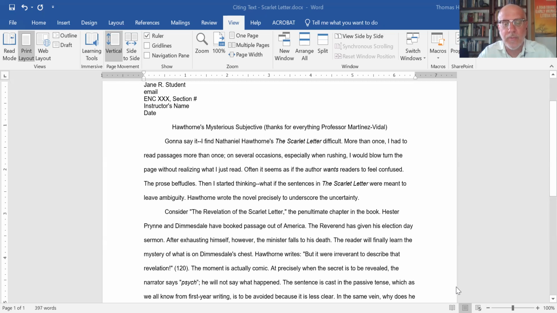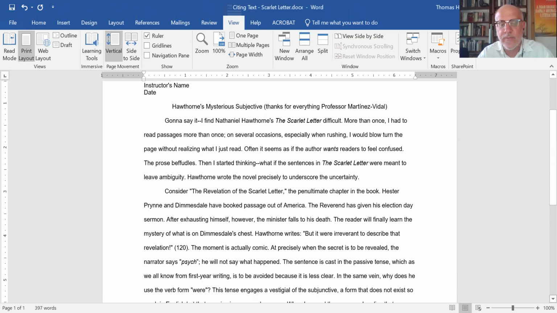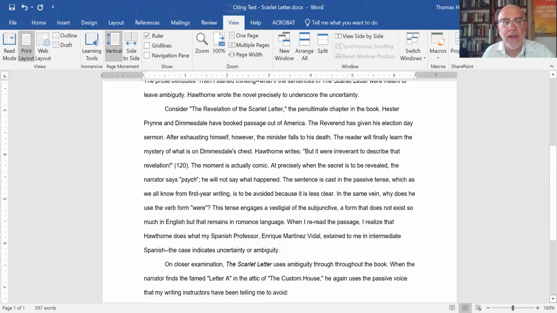and then I stitch the author's words together with my own. It's important to notice that after you do that, what you're supposed to do is explain why you did that. The moment is actually comic. At precisely when the secret is to be revealed, the narrator says, psych, he will not say what happened. The sentence is cast in the passive tense, which, as we all know from first-year writing, is to be avoided because it is less clear.